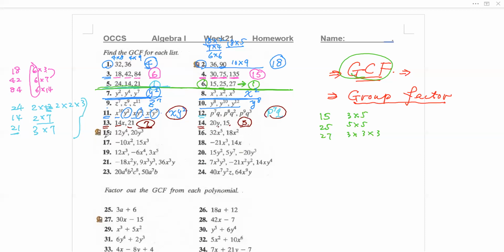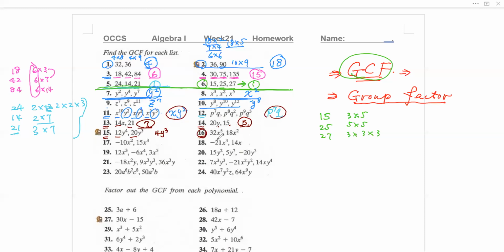We go even further, 15. 12 and 20. 12 and 20, 4 times 3, 4 times 5. So 4 is the greatest common factor, right? So y power 4, y power 3. So y cubic. Same for the 16.